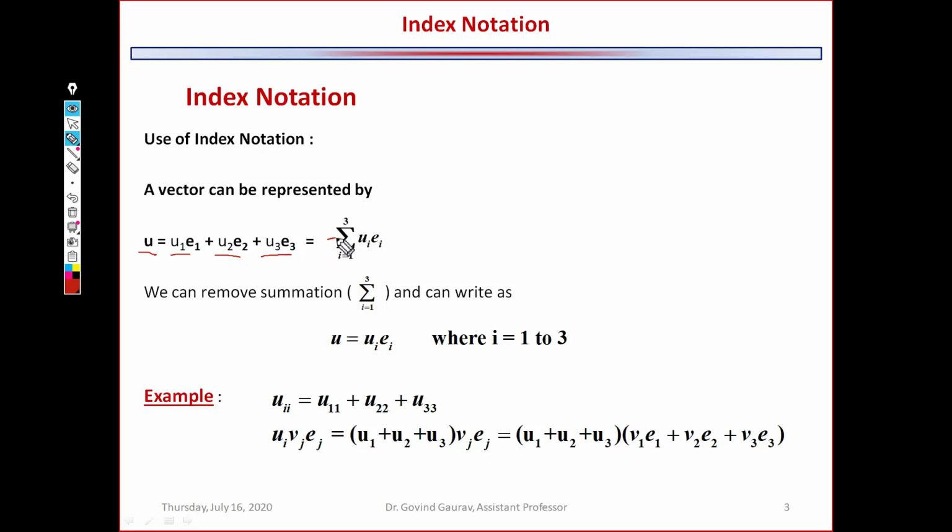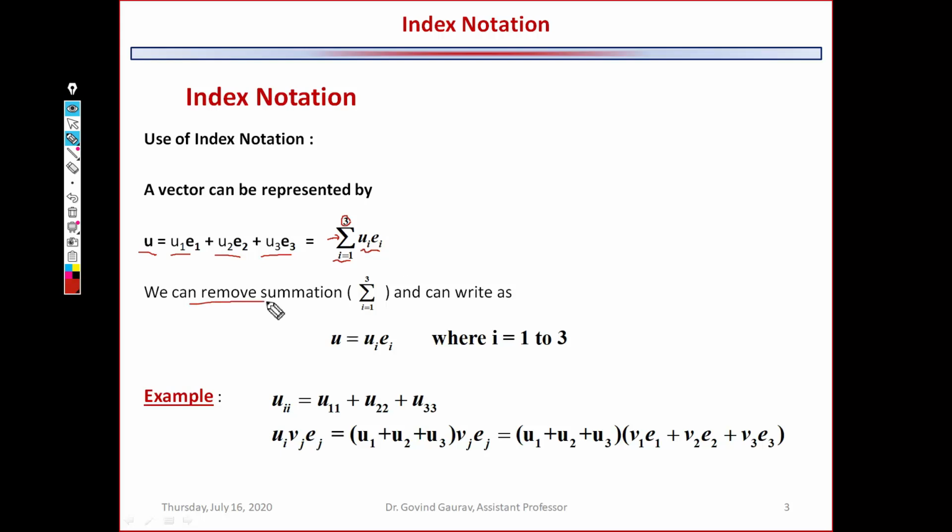So we have introduced a symbol, that is summation. Here i starts from i equal to 1 and ends when i is equal to 3. So it can be represented in the form of a summation of u subscript i, e subscript i, where i varies from 1 to 3. So the values of i are 1, 2 and 3.